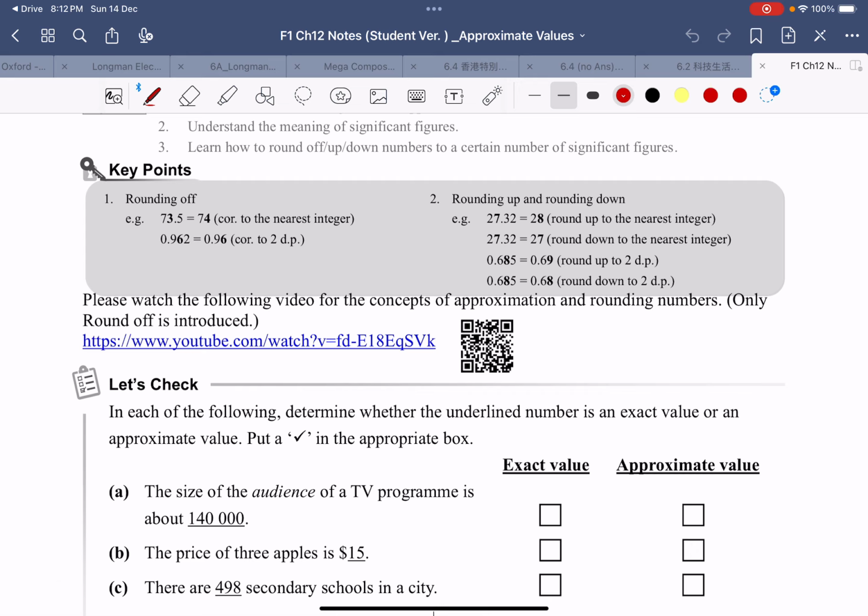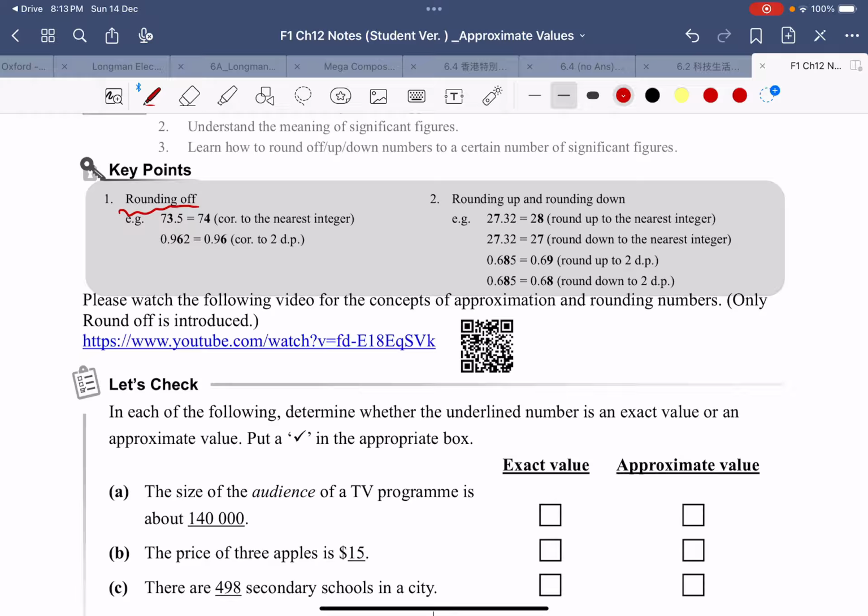So when we round a number, we're making it simpler, but keeping it close to its original value. We can round to the nearest whole number, 10, 100, decimal place, and so on. There are three main types of rounding. First, rounding off. The meaning of rounding off is to make the number close to the nearest value.